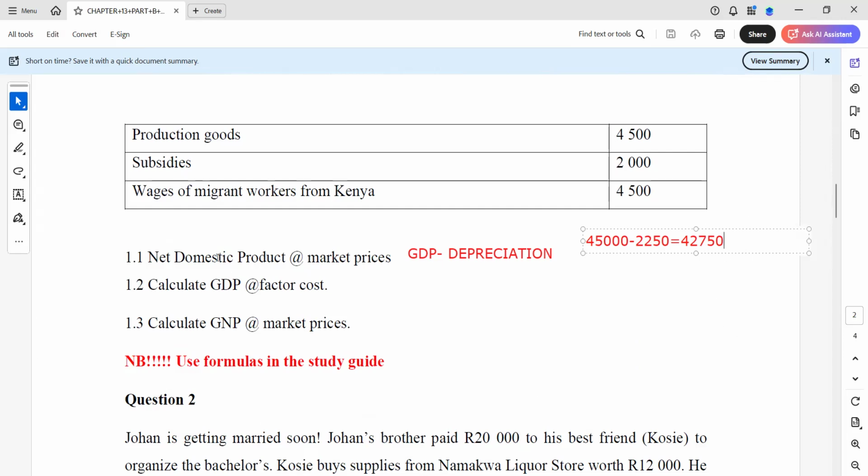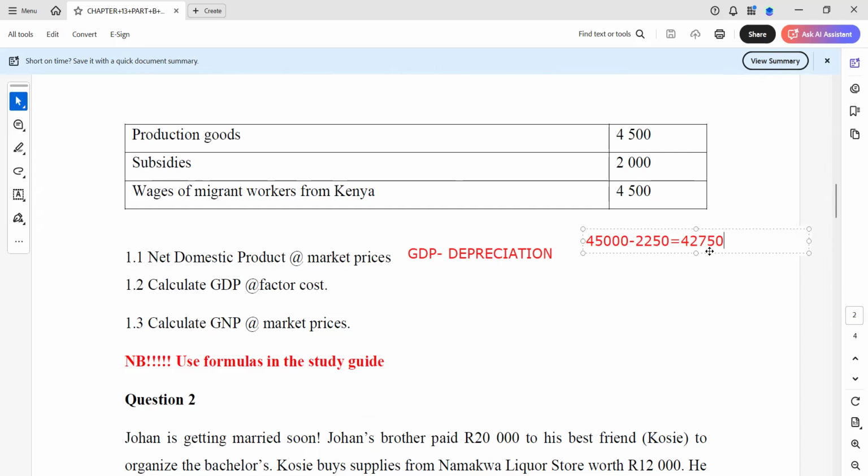If you see net, just know that from the gross, something has been subtracted to get the net. So in this case, because it's net domestic product, it means that from our gross domestic product, we subtracted depreciation to get the net domestic product at market price. We're given the GDP at market price, which was 45,000. Then we subtracted depreciation here. Then we got 42,750, which is our net domestic product, right?